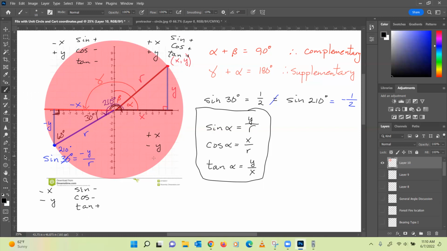In the fourth quadrant, y is negative, so that must mean that sine is negative. X is positive, so cosine will be positive. Tangent is one divided by the other, and a positive divided by a negative, or negative divided by a positive, is negative. So what is positive in these quadrants? In the first quadrant, they all are. In the second quadrant, only sine is positive. In the third quadrant, tangent is positive.